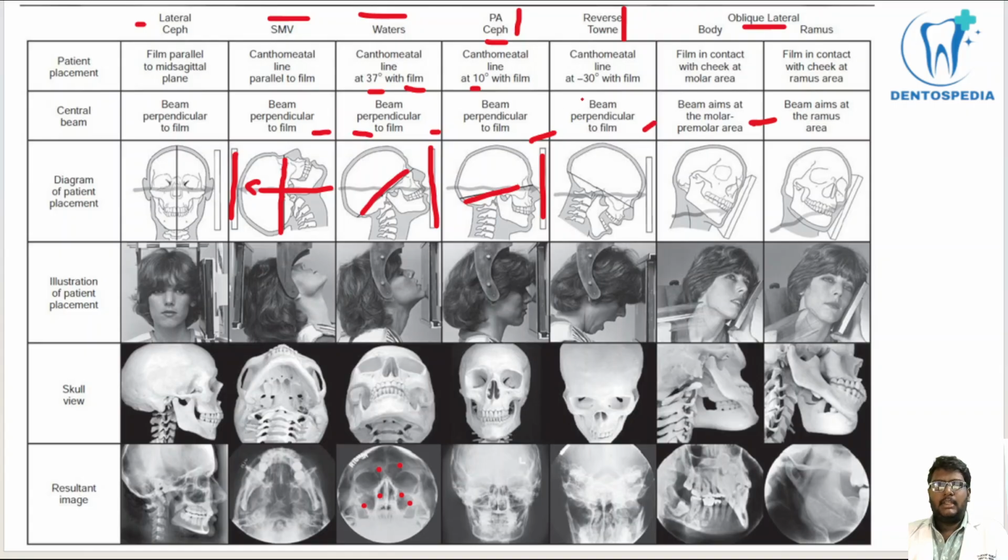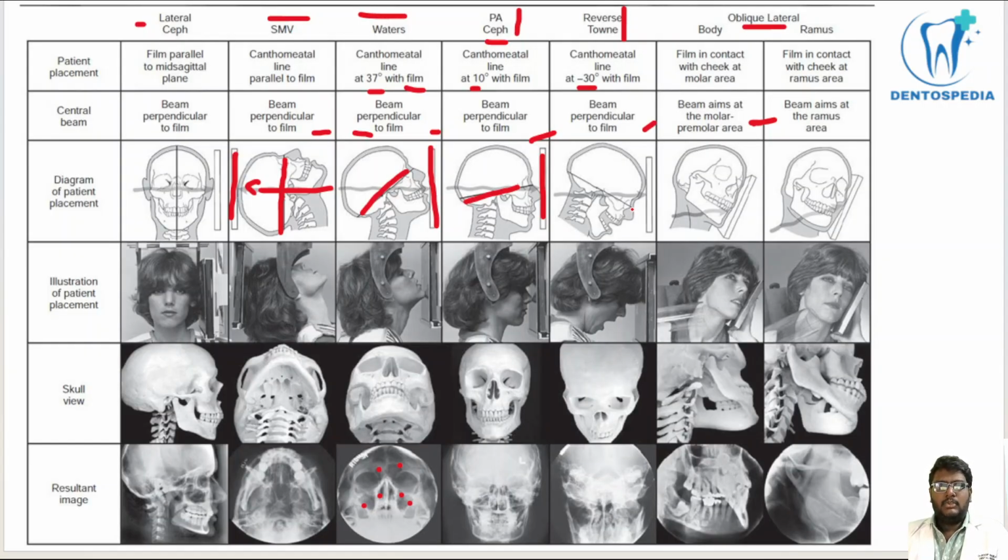And coming to the next technique, that is reverse Towne projection. In this technique, the film is placed around 30 degrees with the canthomeatal line. Here we are writing it as minus 30 degrees because the patient is positioned downwards. Okay, negative angulation. The patient is facing the head downwards. That's why we are naming it as minus 30 degrees.